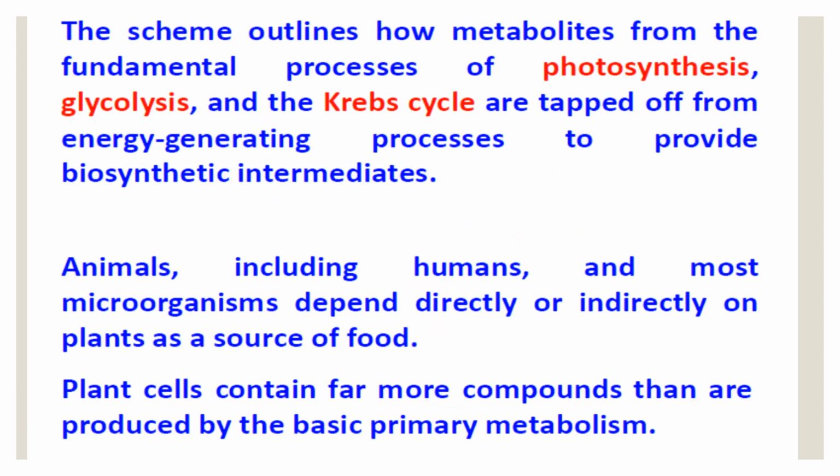So you have to apply this principle. The scheme outlines how metabolites from the fundamental processes of photosynthesis, glycolysis, and the Krebs cycle are tapped off from the energy generating process to provide biosynthetic intermediates. Animals, including humans, and most microorganisms depend directly or indirectly on plants as a source of food. So plant cells contain far more compounds than are produced by the basic primary metabolism.